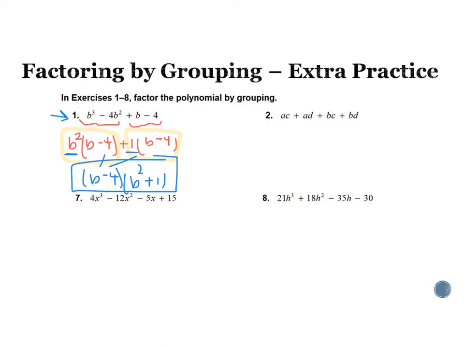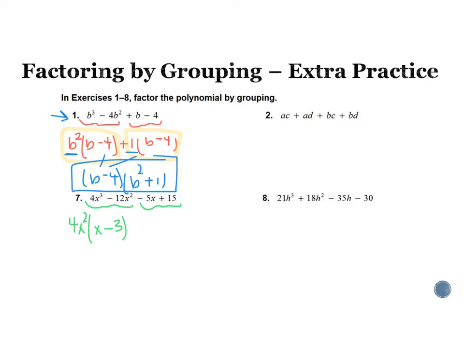Okay, let's look at number 7, and then I'm going to give you time to pause and see if you can do 2 and 8. So you're going to group. We have this first group and then the second group. Does the first group have something in common? Is there something that goes into both these terms? Well, 4 goes into 4 and 12, and x squared goes into x squared and x cubed. So your greatest common factor is actually 4x squared. If you pull out 4x squared, you are left with x minus 3.